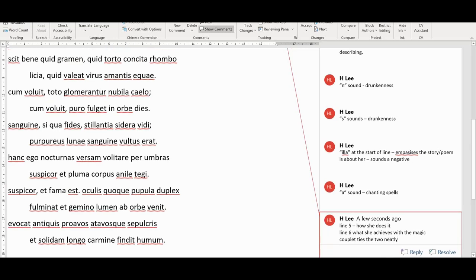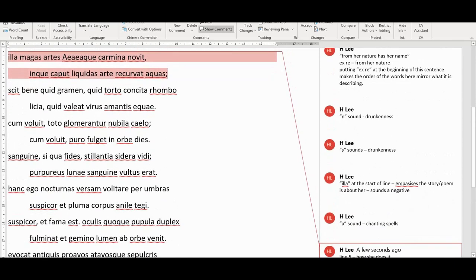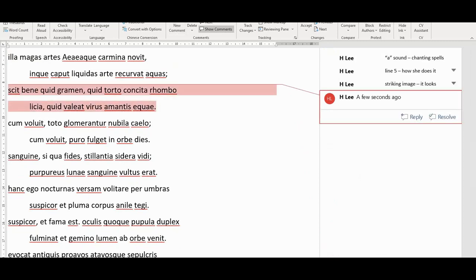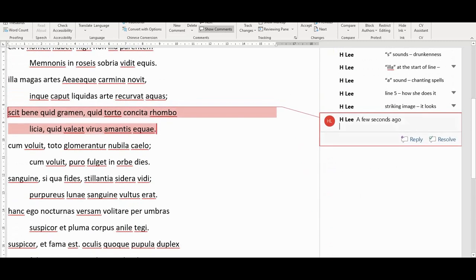Okay, so that's lines 5 to 6. Lines 7 to 8 also has that purpose. Can you remember what we said about the couplets doing there? Okay, firstly, he starts with the verb scit, 'she knows', to introduce three quits.